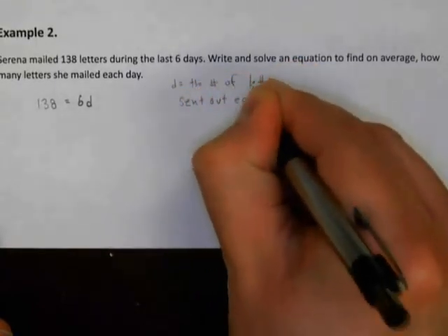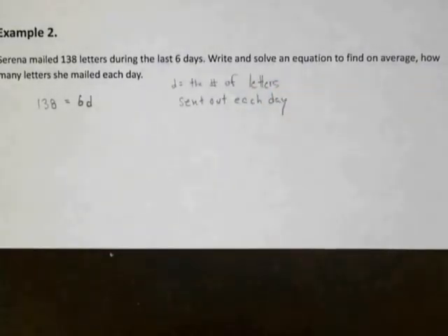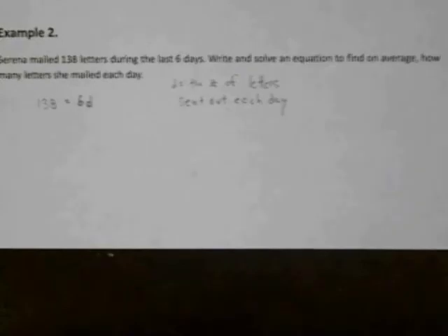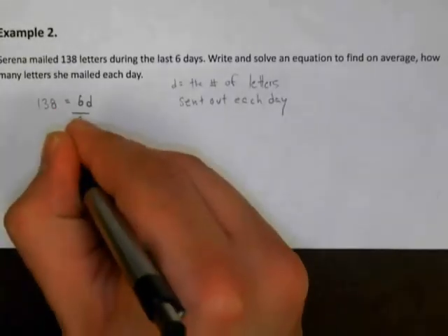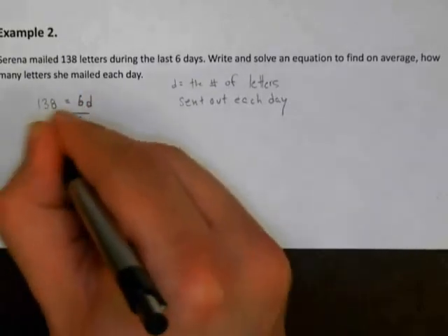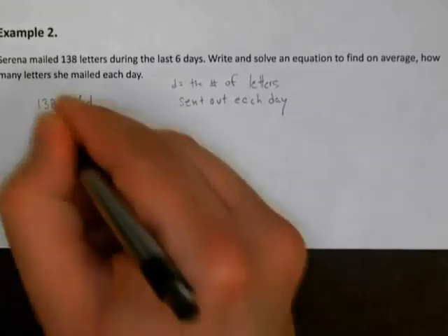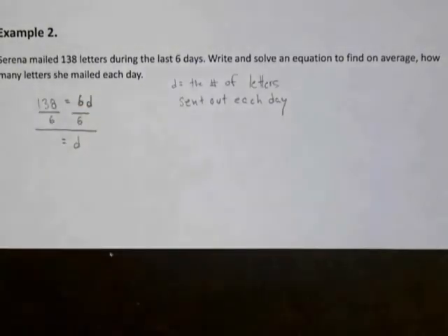Okay, and now we just have to solve. And we do that by using the division property of equality. Because if we divide by 6 on this side, we're going to be left with just D over on this side. That's it. Because 6 divided by 6 is 1, and 1 times D is just D. And then we have to divide by 6 on this side, because whatever you do on one side, you have to do on the other.